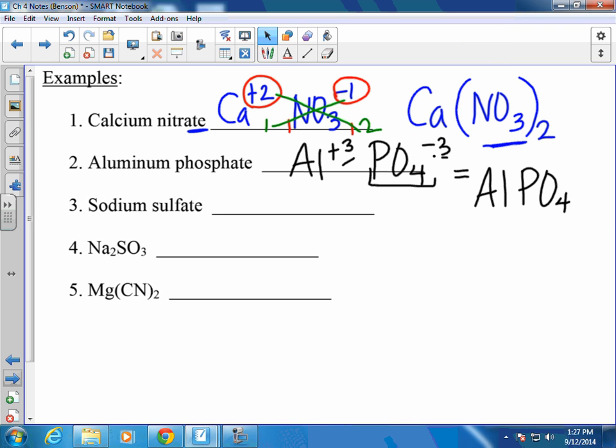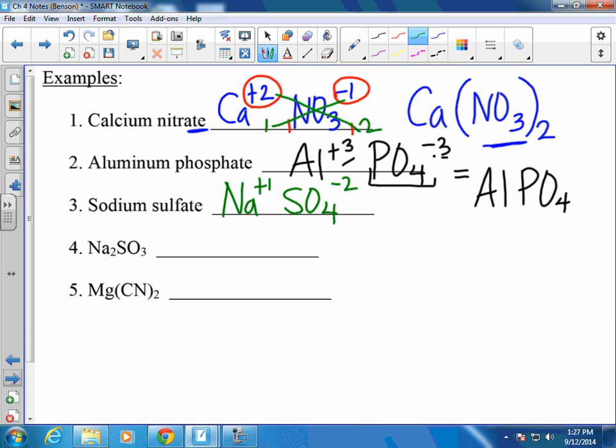If I do the next one, you can see sodium. I have Na +1. Look up sulfate, SO4 -2. Again, SO4 is a unit. +1 and -2 do not equal 0, so I'm going to drop this 2 down and put this 1 on the outside. So the answer for that is I need 2 sodium, and I only need 1 sulfate, so I don't need any parentheses there because it's understood that there's 1 of that unit.